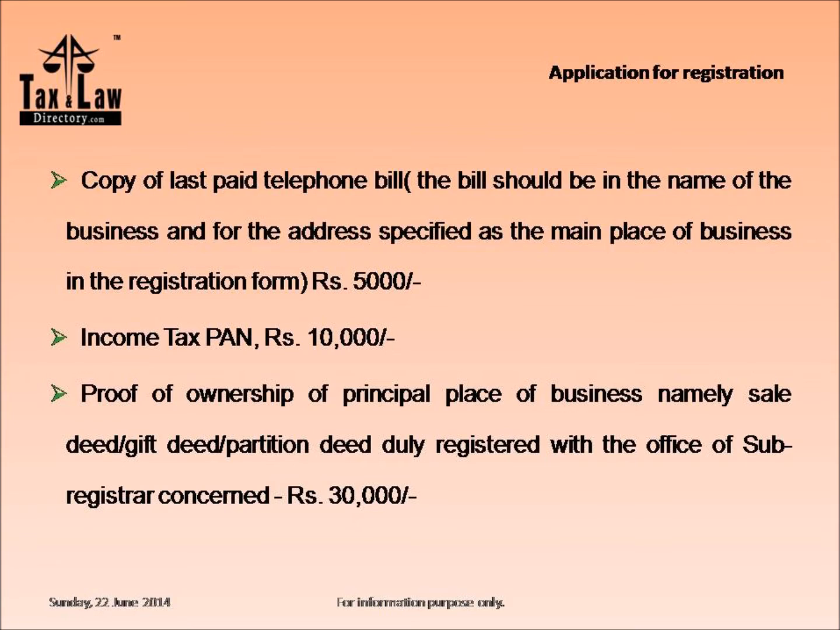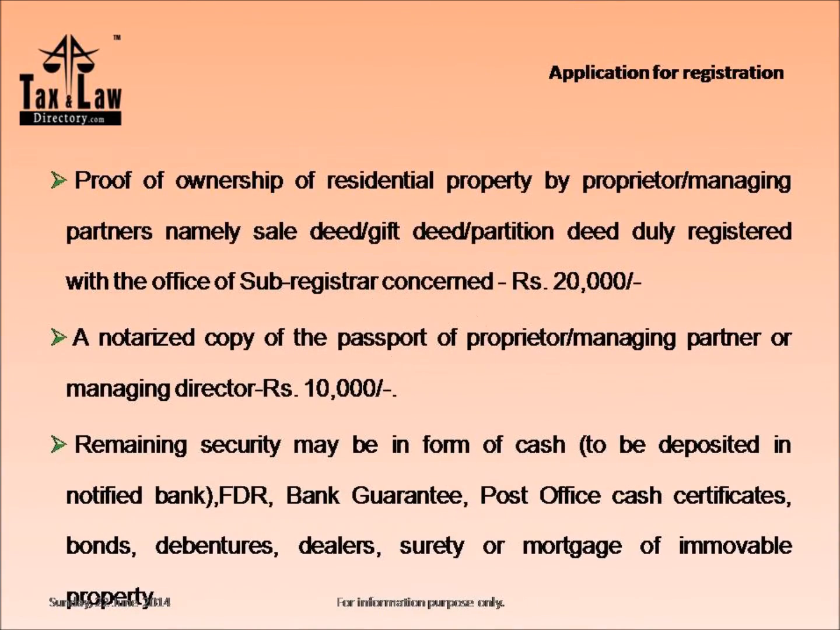Proof of ownership of principal place of business, namely sale deed, gift deed, partition deed, duly registered with the office of sub-registrar concerned. Security amount to be reduced is rupees. Proof of ownership of residential property by proprietor, managing partner, namely sale deed, gift deed, partition deed, duly registered with the office of sub-registrar concerned. Security amount to be reduced is ₹20,000.